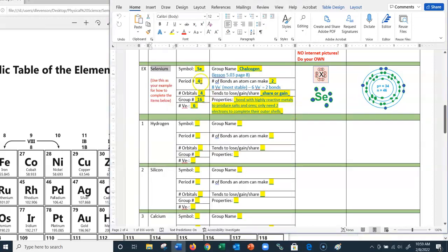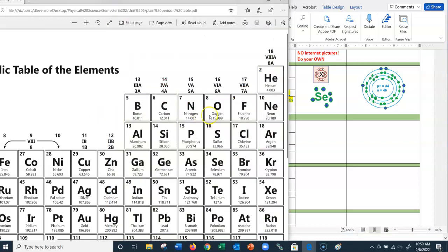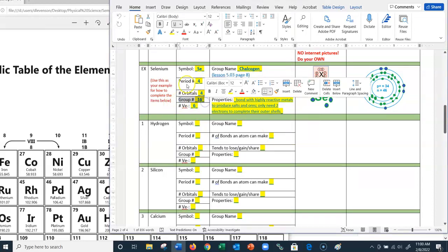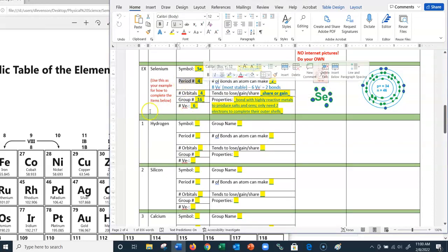So the period number is, the group number. The groups are the columns. The column number is 16. That's the group number, and that's where that 16 comes from. It's in group 16. The period is the row.